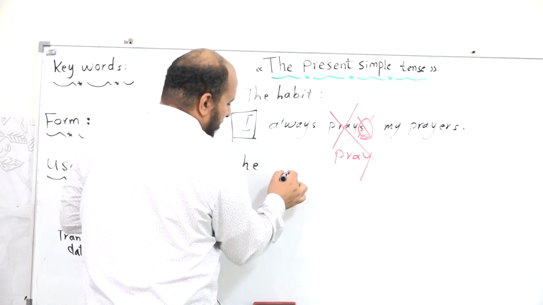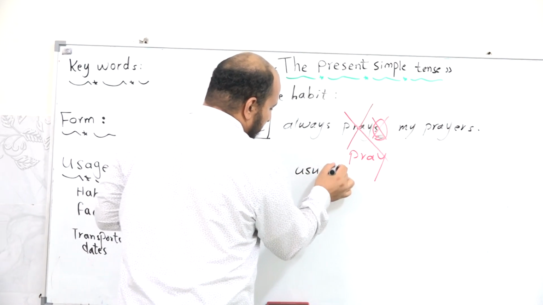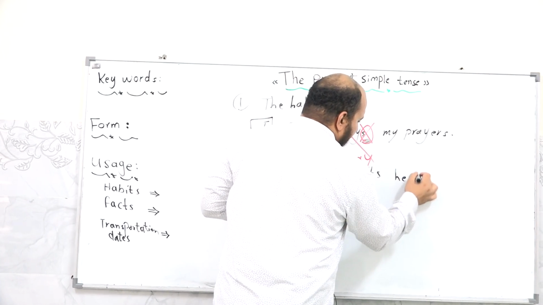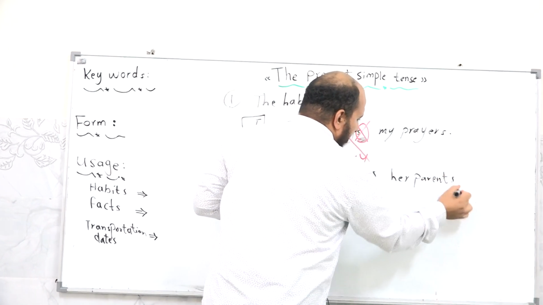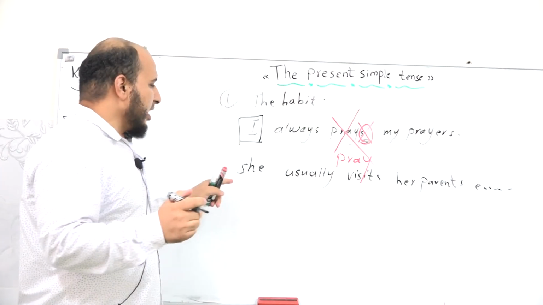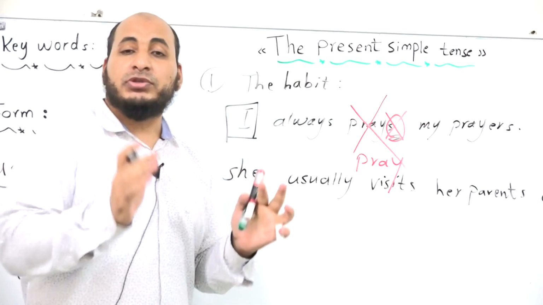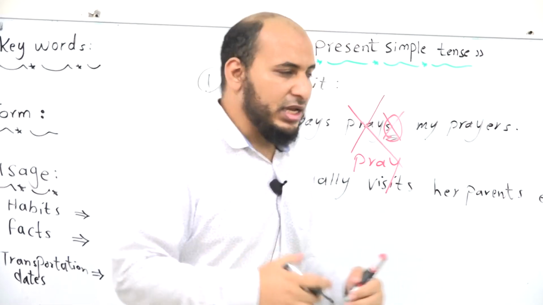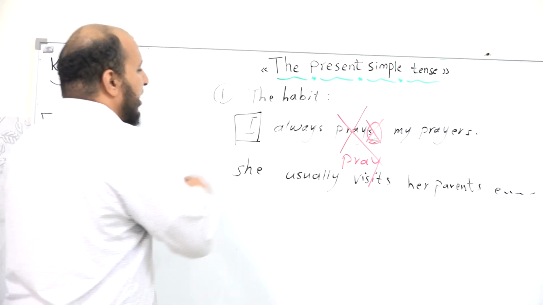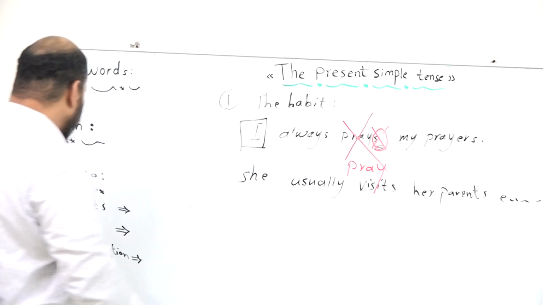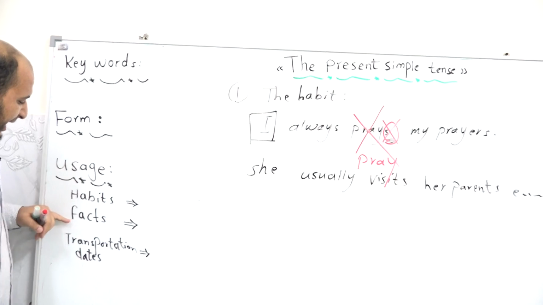You can say, she usually visits her parents every week or every Friday, okay? Every Friday she goes to her parents' home to visit them, okay? This is the first usage, the habit. The second usage is the fact.